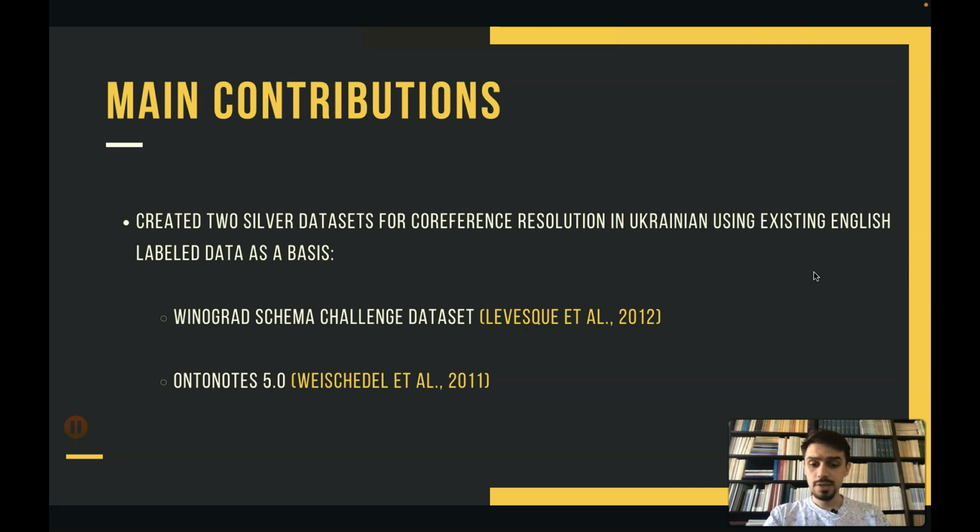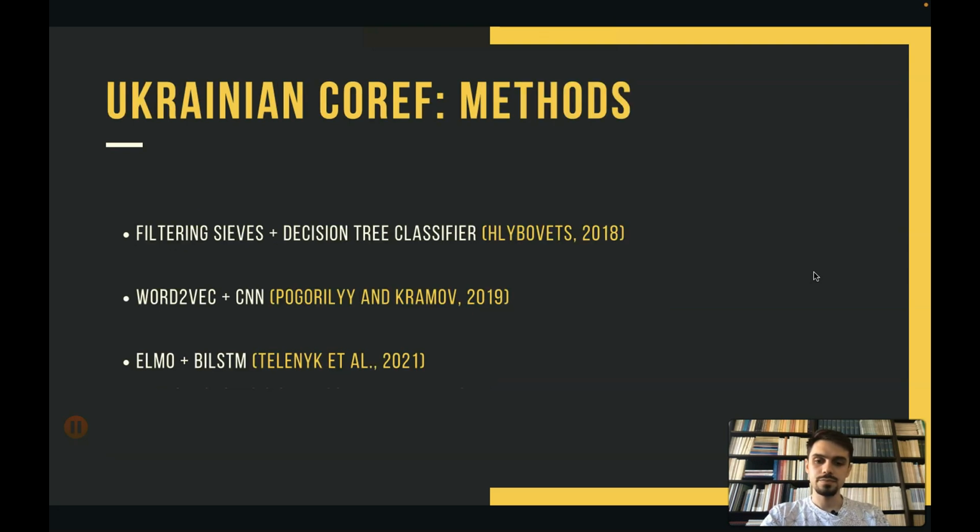First, we manually translated the Winograd schema challenge dataset. Second, we used a machine translation model to translate text from OntoNotes 5.0 into Ukrainian, followed by automatically aligning and projecting annotations based on the cross-attention layer of an encoder-decoder model.